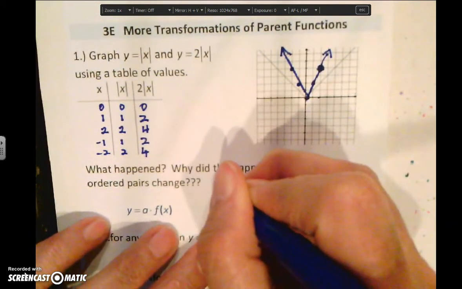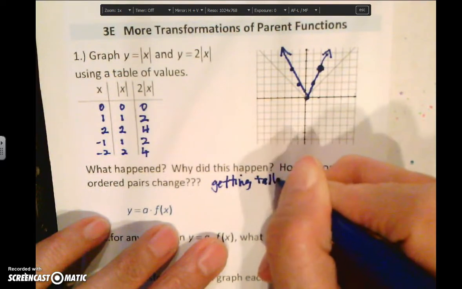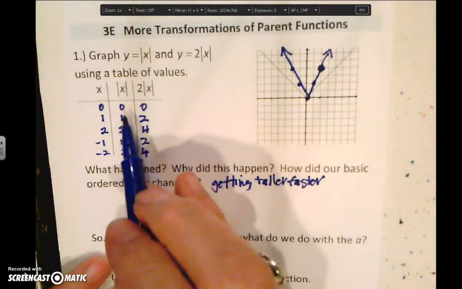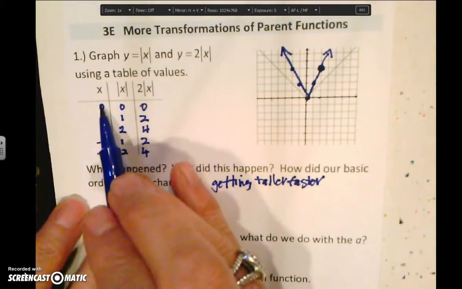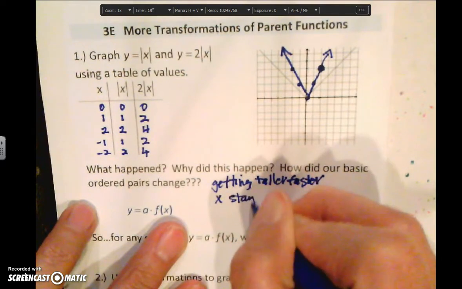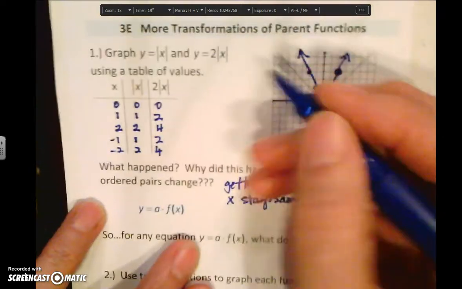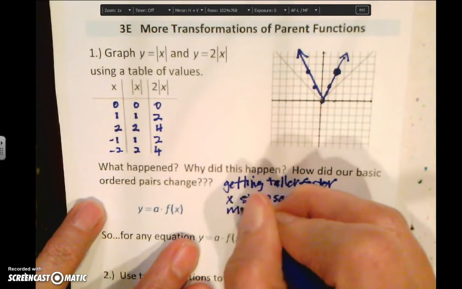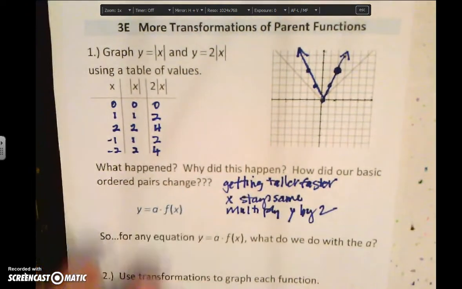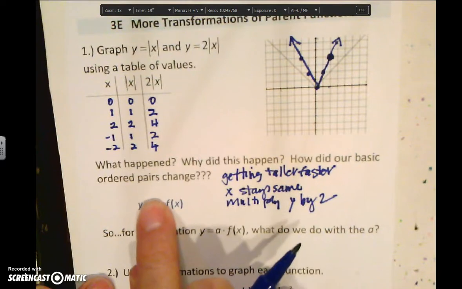So I'm going to put that: getting taller faster. And how did our basic ordered pairs change? Well, it looks like the x's stay the same, while the y got multiplied by 2. So multiply y by 2.